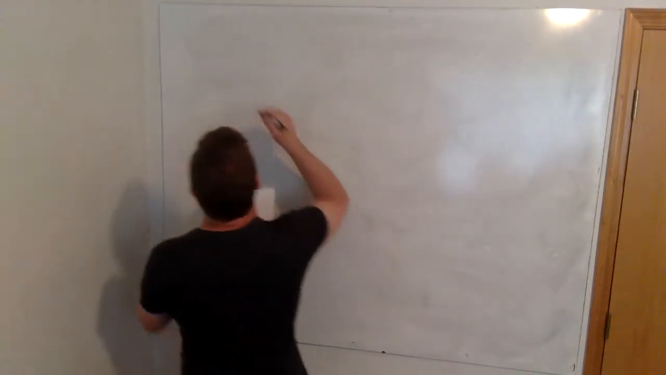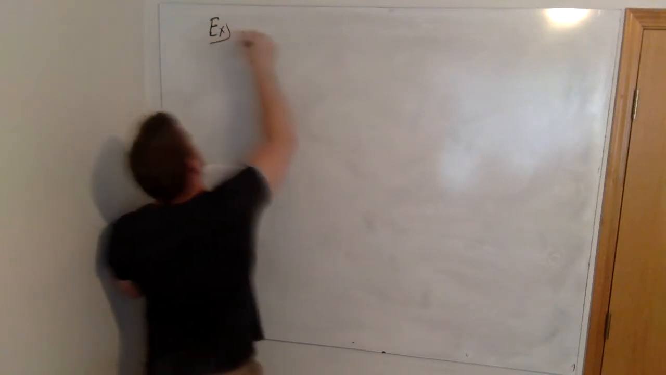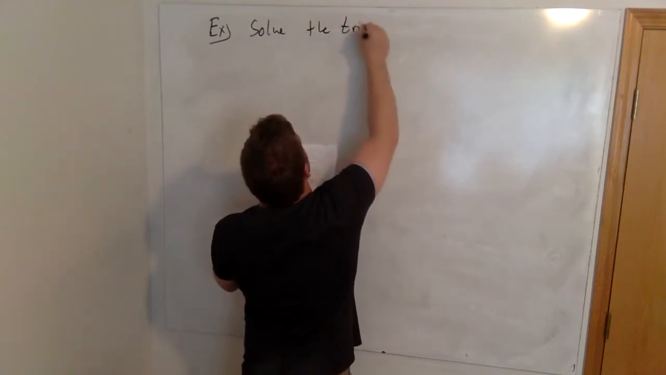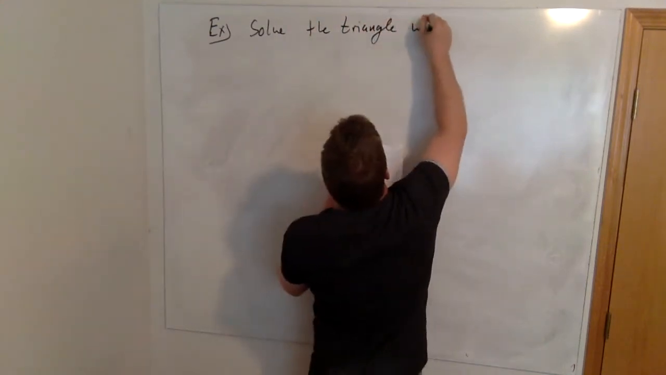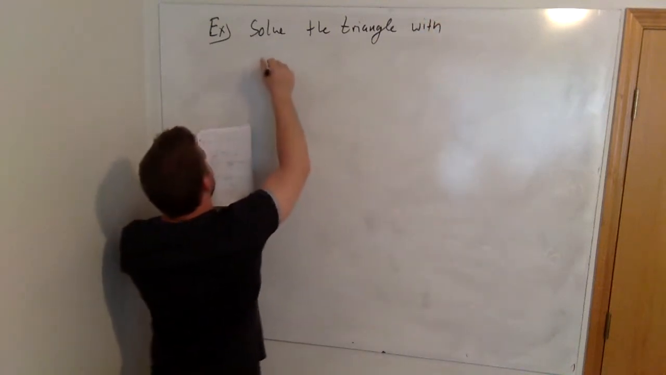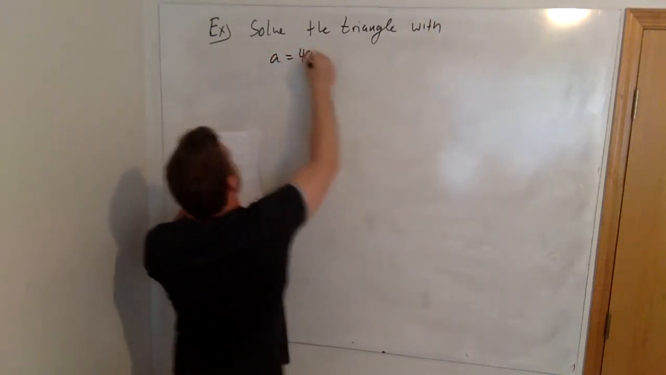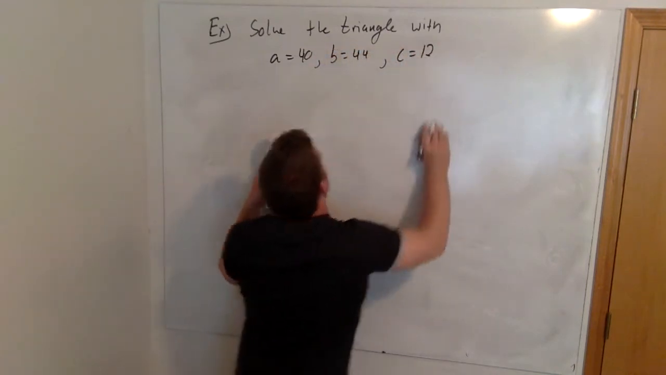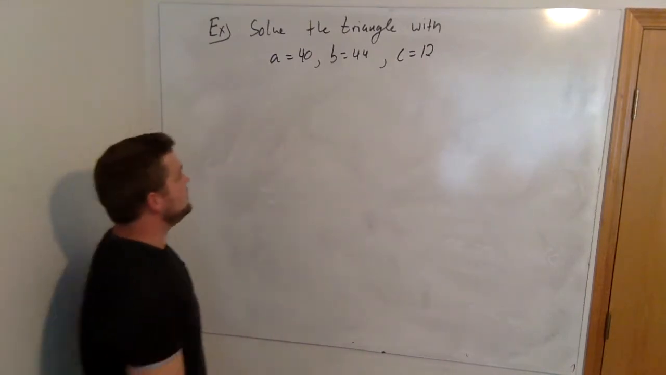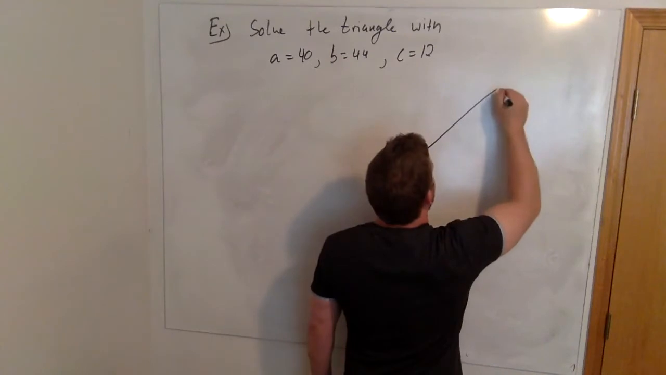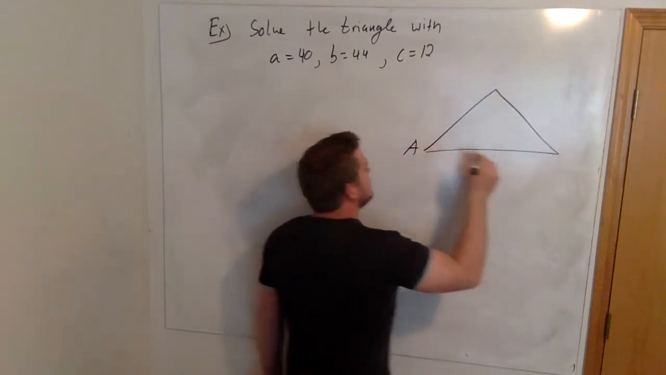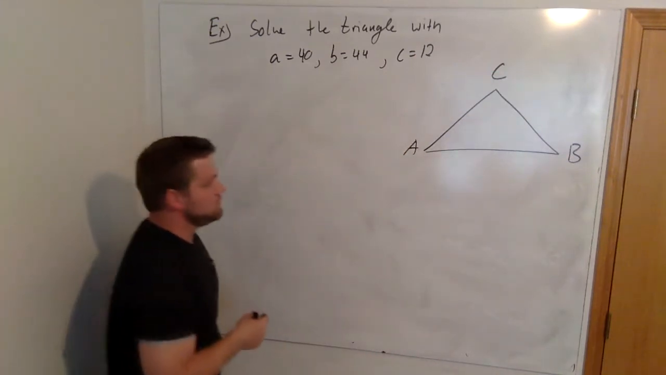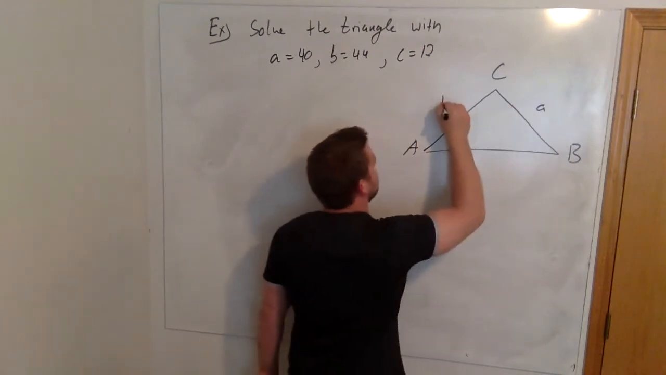As our first example, let's solve the triangle with, what do we know? Let's say we know that A is 40, we know that B is 44, and we know that C is 12. So let's go ahead and draw this. You don't have to draw these to scale, but I highly recommend drawing it when possible. It'll hopefully alleviate some of the mistakes you can make in your algebra. So here's A, here's B, and here is C.